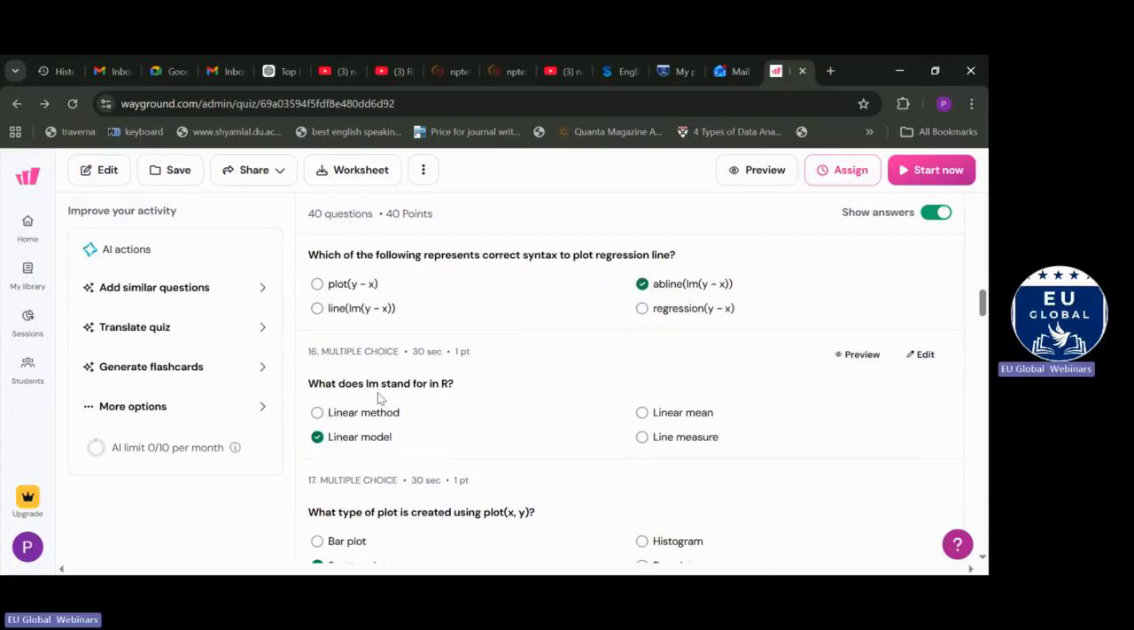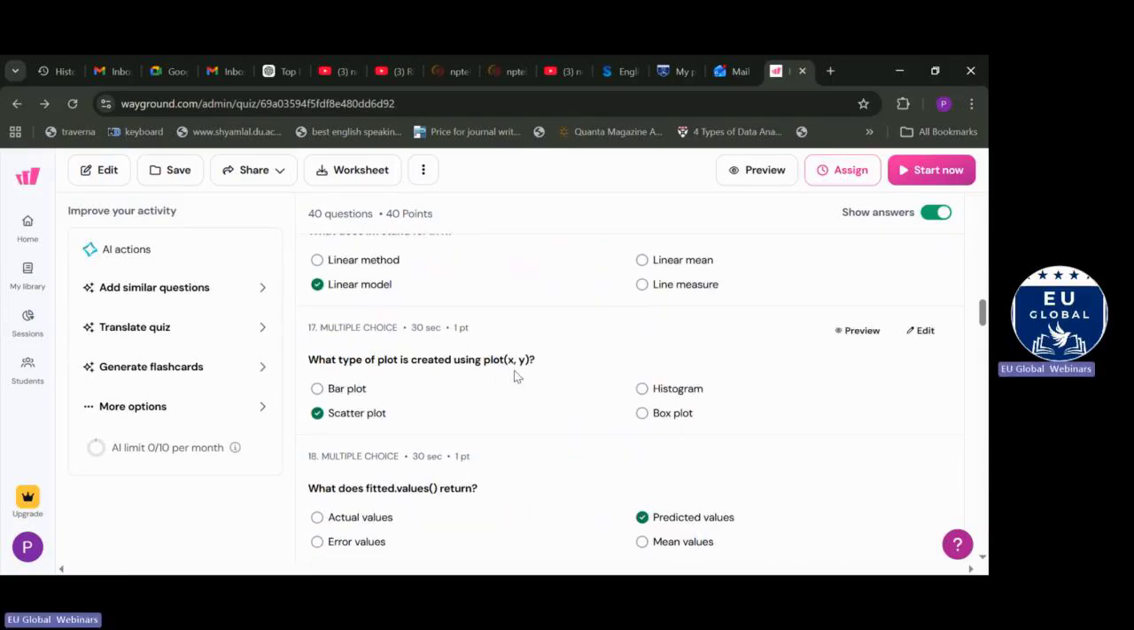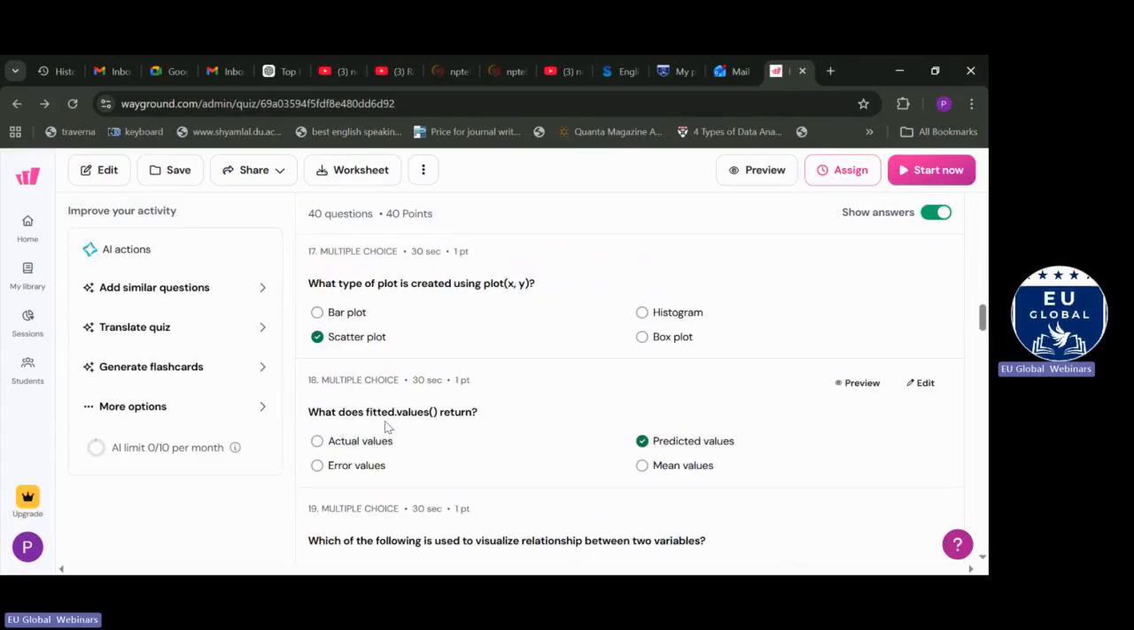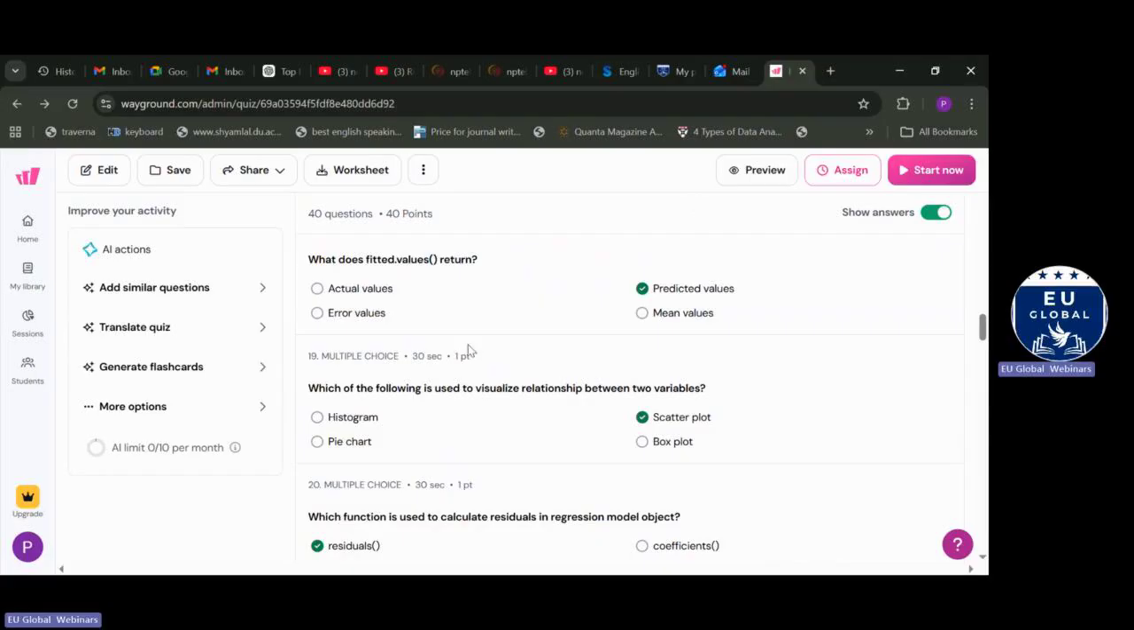What does lm? lm basically stands for the linear model. What type of plot is used to create plot xy? Whenever we write plot xy, we create a scattered plot. What does fitted dot value return? Fitted dot value basically represents the predicted values, the predicted values which are on the line.